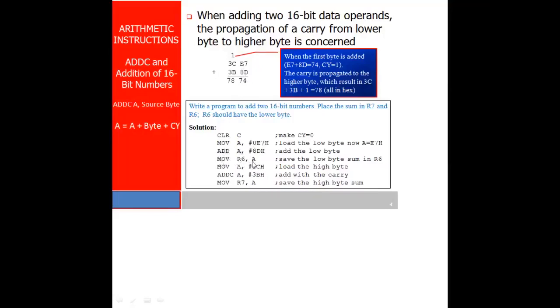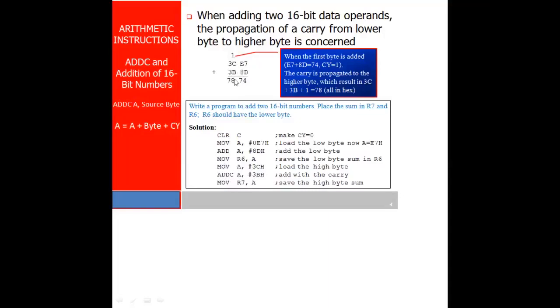The content of the accumulator is now transferred into R6, so that the lower byte is stored in the R6 register. After that, I shall write the instruction MOV A, #3C hex. So 3C, the higher byte, will be loaded inside the accumulator. Then, if any carry is generated from the lower order byte, I have to add it also. So instead of ADD A, I shall write the instruction ADDC A, #3B hex.